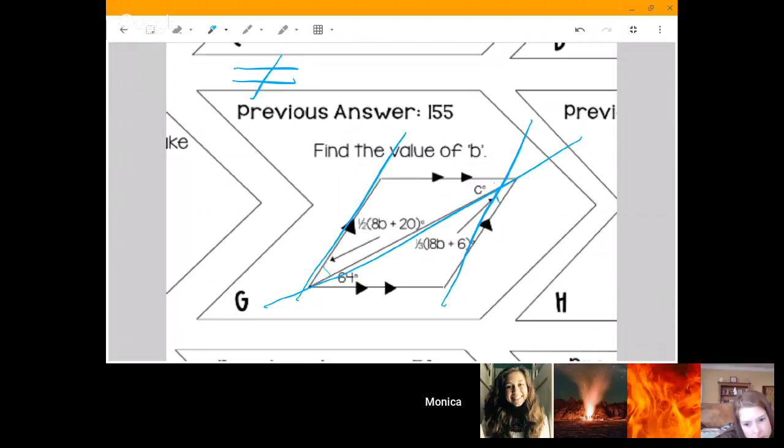So you could see that they are on alternate sides, right? Here's one and here's the other. So they're on alternate sides of the transversal, and they're both inside the parallel lines, right? So they would be alternate interior angles. So what would we know about alternate interior angles? Okay, they're congruent. So how would we set that problem up then? Yep, we'll set them equal to each other. So you'll have 1/2 times 8b plus 20 equals 1/3 times 18b plus 6.